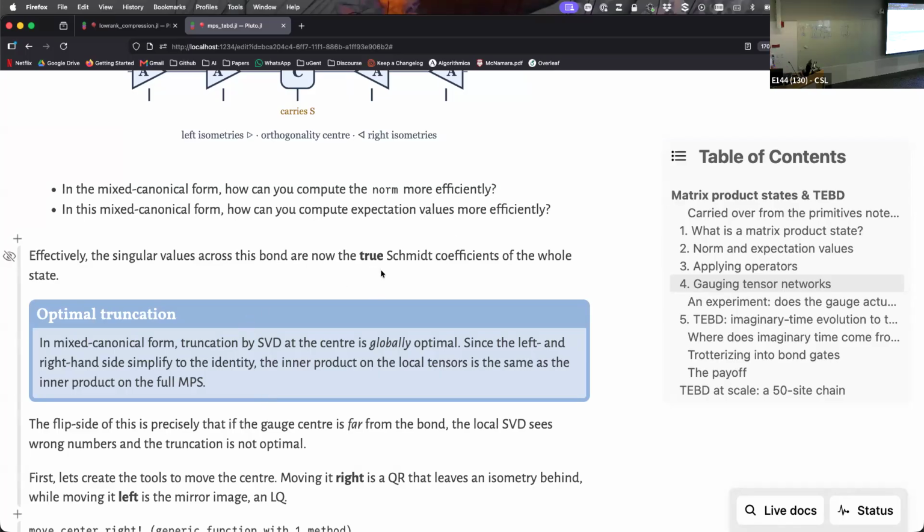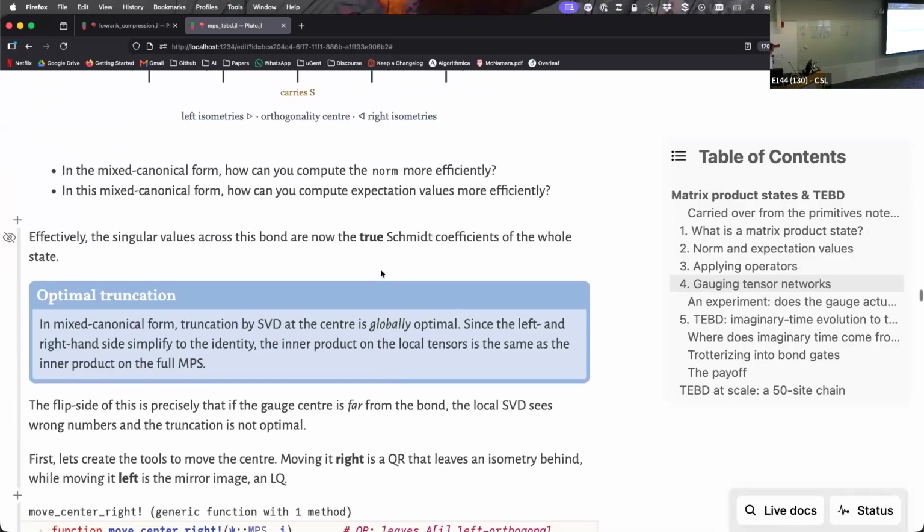Why is this important? Why am I telling you this? One of the things that we did before, right here. So when we apply a two-site gate, what's going on here is that I write this out as a new tensor by contracting it. And now I'm going to split it with an SVD back into components.